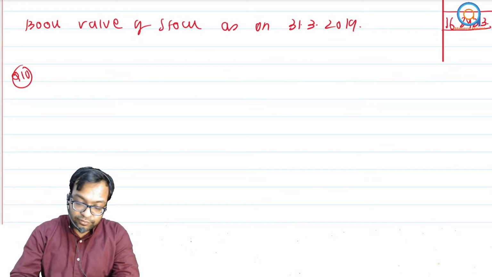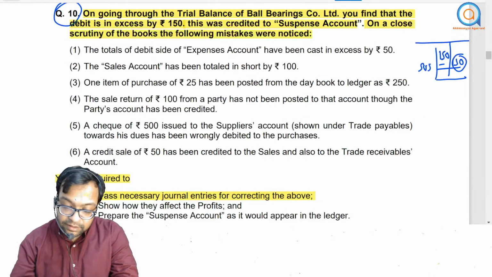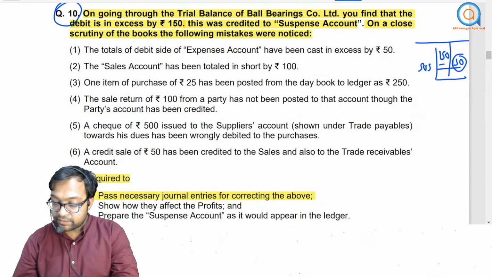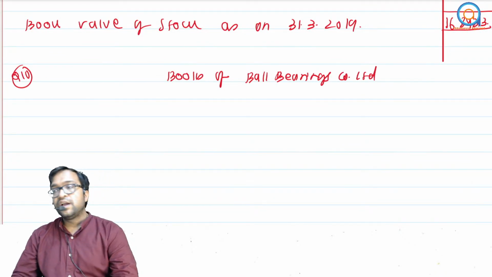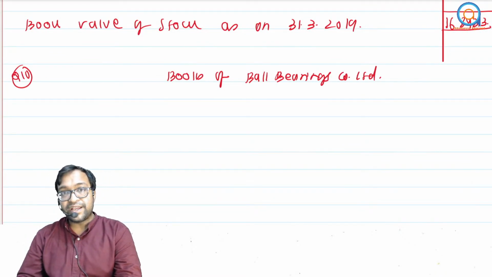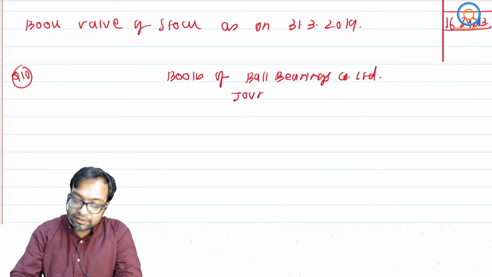Now, books of, what is the name? Ball Bearing, right? Books of Ball Bearing Company Limited. I hope you know all the rectification entries are done in journal proper. So these rectification entries will be done in journal proper.